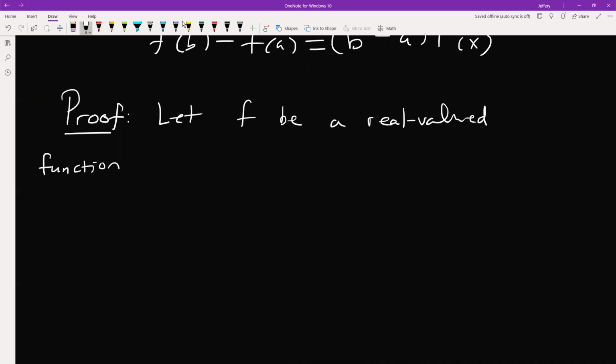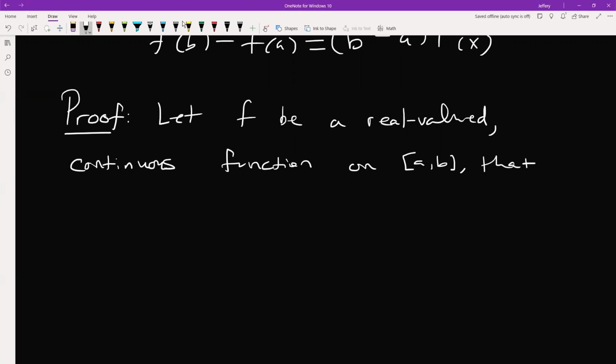Let f be a real valued function on this closed interval. Real valued. This is pretty important, so I'm just going to put it here. Real valued continuous function on a to b that is differentiable on the open interval from a to b.